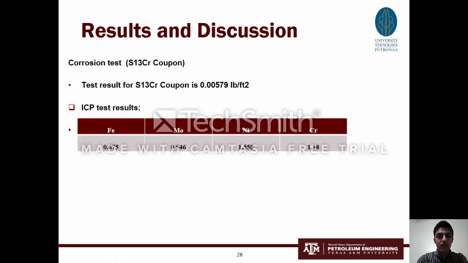The corrosion rate for the S13 chromium coupon is 0.00579, which is very good as the limit is 0.05 and it is below the limit. ICP test results were conducted on the solution which was collected after the corrosion test. We have looked for some elements like the iron, molybdenum, nickel, chromium.